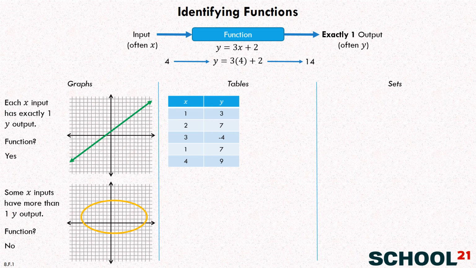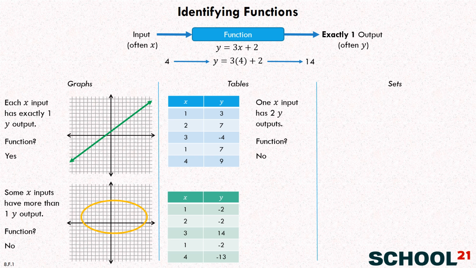How about with the table here? Here we have x's and y's, and we're putting in x's and seeing what comes out as y's. If you notice, there's a spot here where we put a 1 in for x and we get 3. And there's another spot where we put a 1 in for x and we get 7. So one x input, 1, has two different y outputs, 3 or 7. Is that a function? No, it's not, because it has two different outputs for one x input.